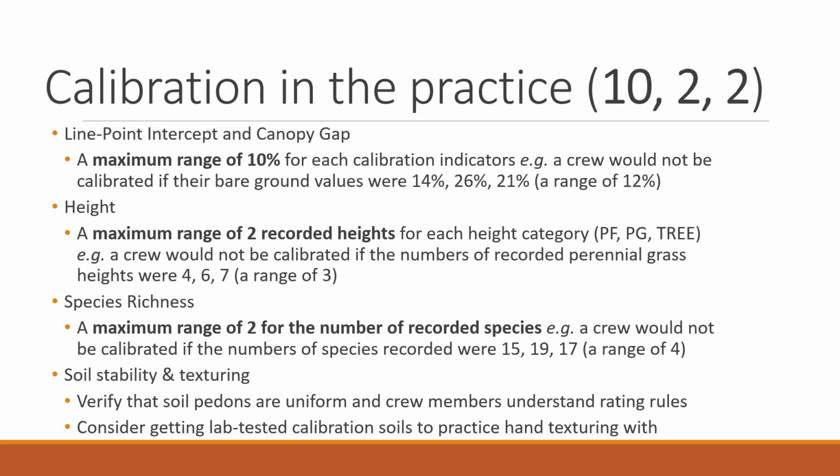For species richness calibration, the crew's species count needs to be within 2 counts to calibrate. Don't worry about identifying the species, it's the count of different species. Remember, 10 to 2. That's the difference threshold we are looking for.